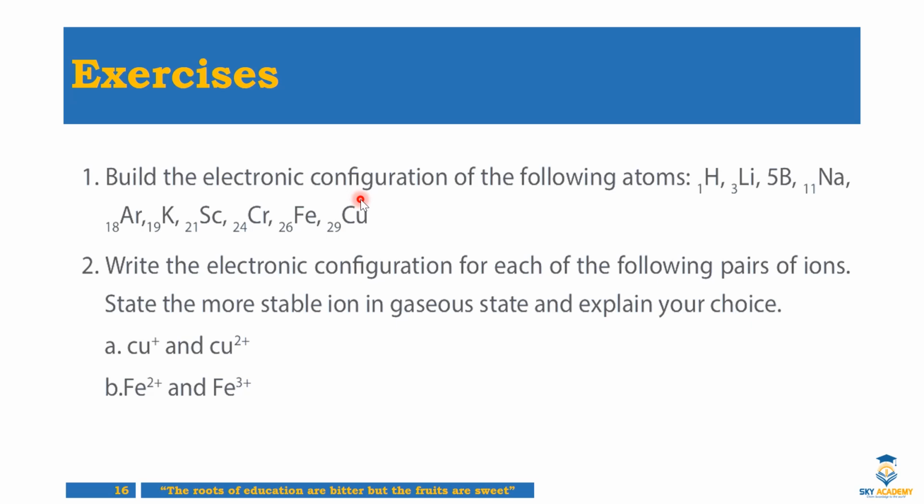So here there are some exercises. Here you are asked to write the electron configuration of the following atoms: hydrogen, lithium, boron, sodium, argon, potassium, scandium, chromium, iron, and copper. Then the second question: write the electron configuration for each of the following pairs of ions. State the most stable ion in gaseous state and explain your choice.